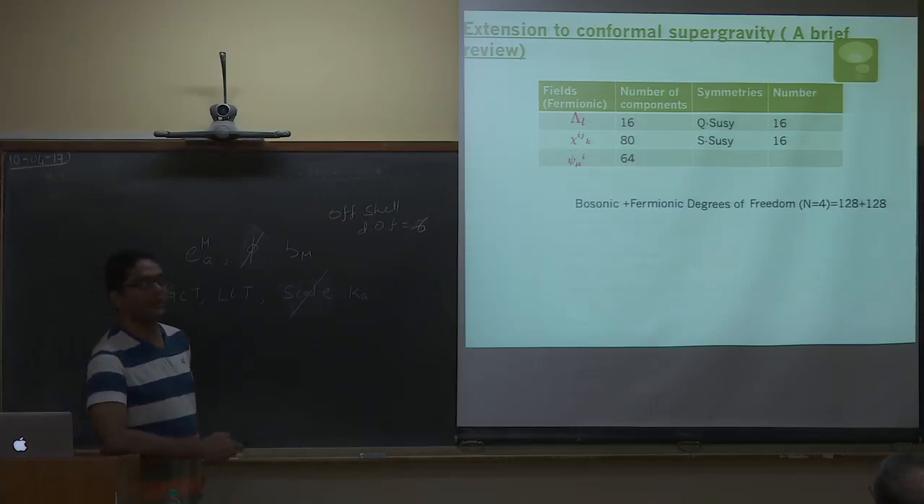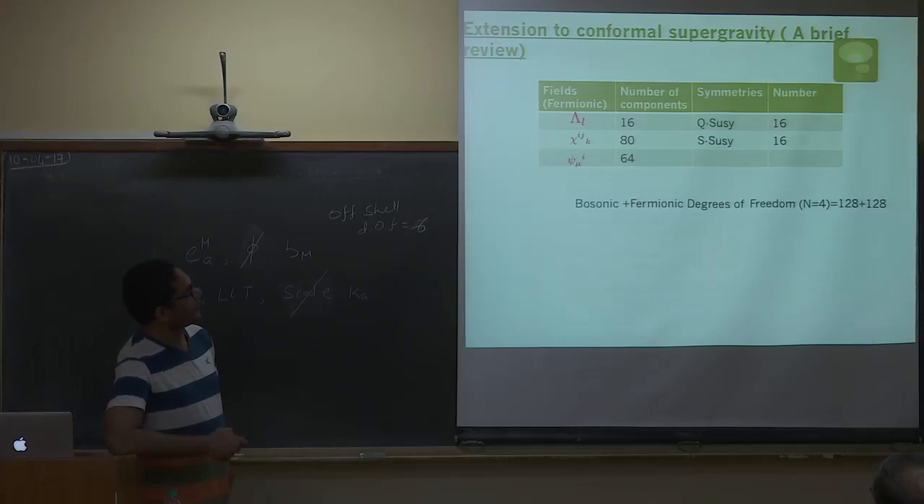Sorry, the I runs over 1 to 4. 1 to 4, yes. So how is lambda I is 16? So lambda I, I runs from 1 to 4 and it's a Majorana, it's a chiral spinor. Oh, you're not showing the spinor index. Yeah, not showing the spinor index. So 4 into 4 is 16. So it's a positive chirality spinor.